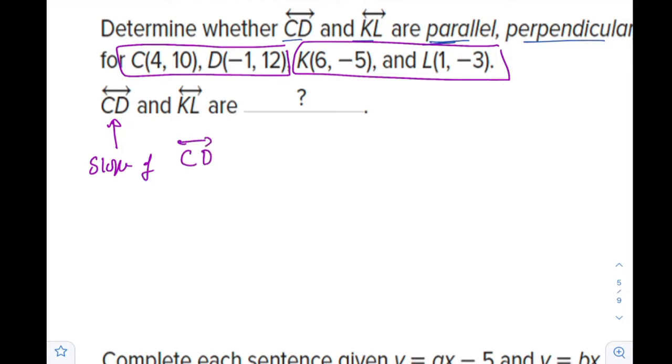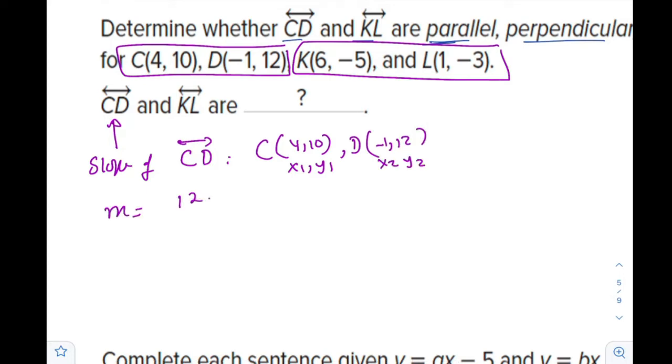We have the point C, which is (4, 10). We will call it x1, y1. We have the point D, which is (-1, 12). We will call it x2, y2. And let's find the slope: 12 minus 10 over -1 minus 4, which is 2 over -5, or -2 over 5.